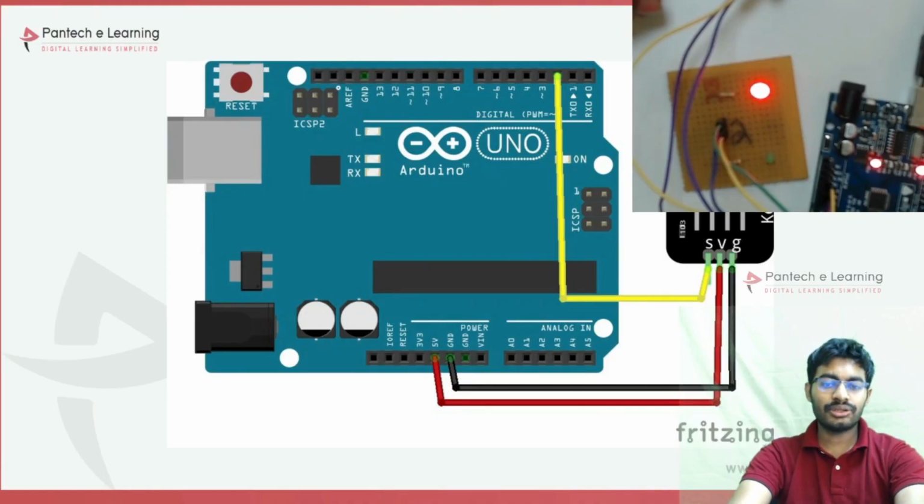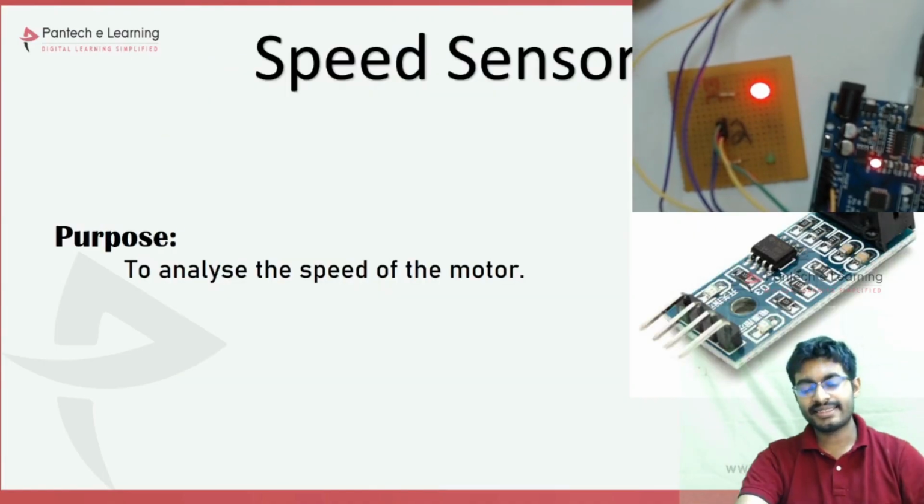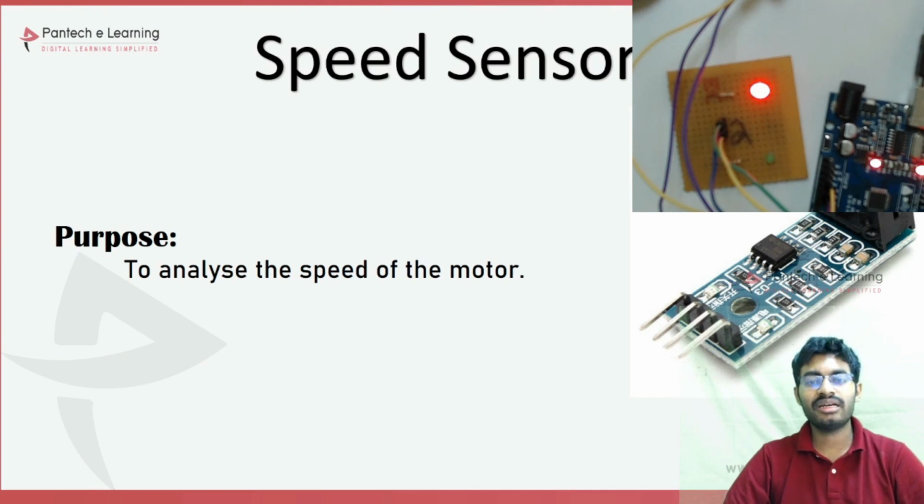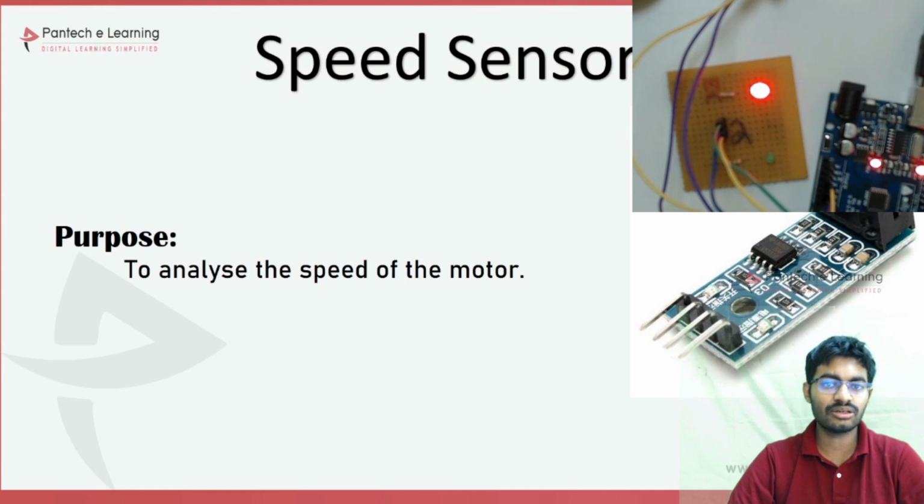The next thing we are going to see is the speed sensor. The speed sensor is widely used in many devices, especially as a tachometer in practical labs to measure the high rated speed of a motor. Nowadays it is also used inside vehicles. Digital sensors are used to note down the speed of a particular vehicle.